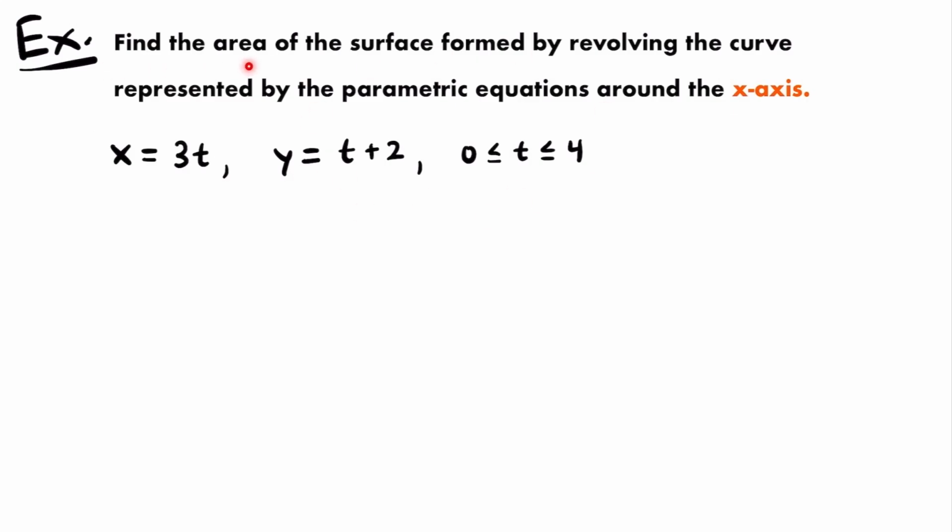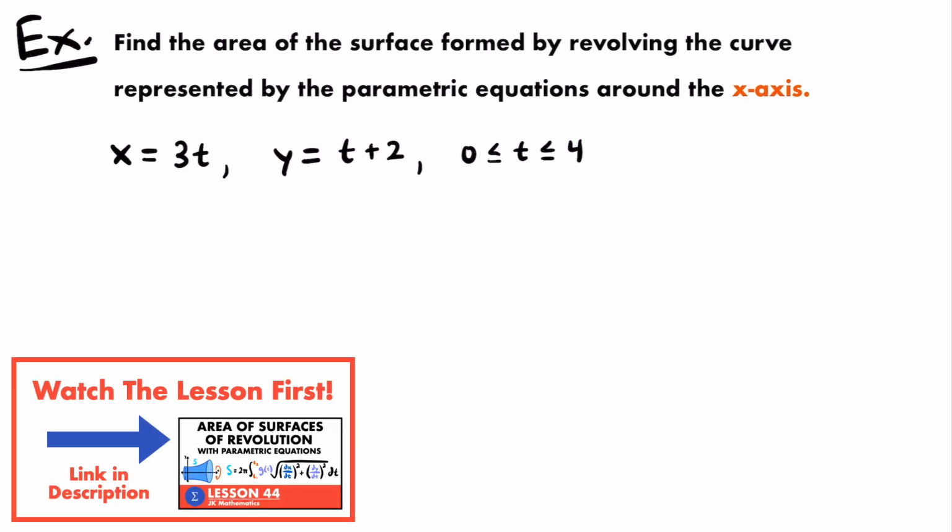We want to find the area of the surface formed by revolving the curve represented by the parametric equations around the x-axis. In this case, we have x equals 3t and y equals t plus 2 for our parametric equations. And we're just going to be looking at the part of the curve represented by these equations from t equals 0 to t equals 4. That's the part of the curve that we will be revolving around the x-axis to form a surface of revolution.